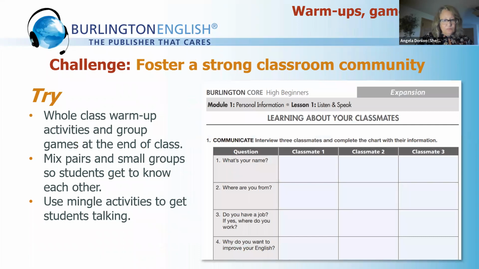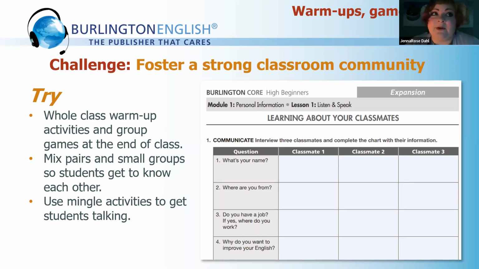Absolutely. So next, we're going to go into some common challenges that people bring up with multi-level classrooms and some ideas and strategies to work with those challenges. So one common challenge is just fostering a strong classroom community. If you're breaking people up into different pods or groups, they might not get any time to really interact or talk with each other. So some things that you can try are doing whole class warm-up activities and group games at the end of class.